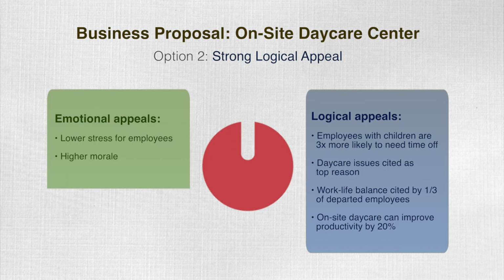In contrast, if you believe the executives would be more readily persuaded with a facts and figures approach, you could dial up the logical appeals and use the emotional appeals as the secondary push. Again, getting the balance right depends on knowing your audience.